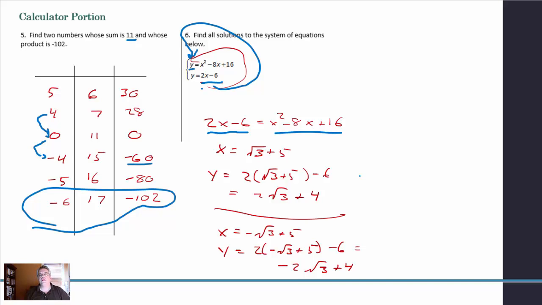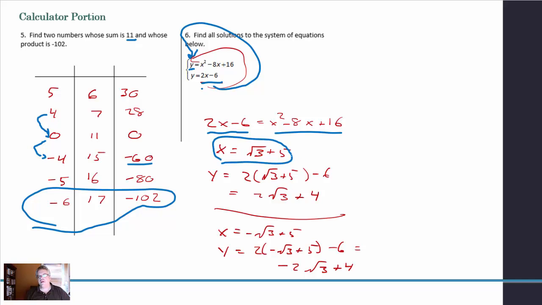So I don't want to go through that again. But this time it's not equals 0. You just enter 2x minus 6 equals x squared minus 8x plus 16. Put comma x, because that's what we're solving for. And it'll solve it for you. So you get x equals 2 square root of 3 plus 5.